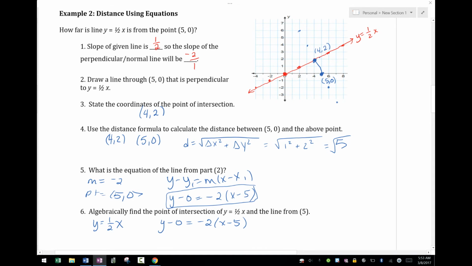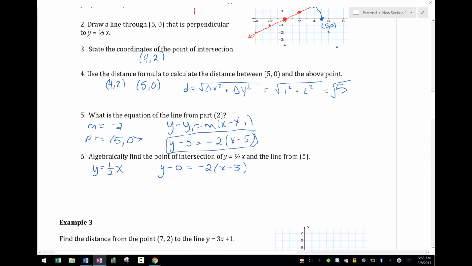Okay. I want to know where these two things cross. When we try to find points of intersection algebraically, you have been taught mostly to get them both in y equals form. So I'm going to get this one in y equals form. y plus 0 is really just y. And then when I distribute the negative 2, I get negative 2x plus 10.